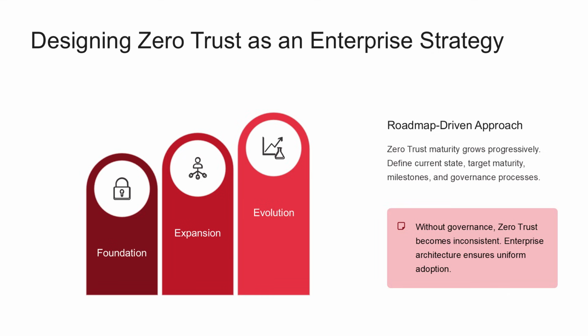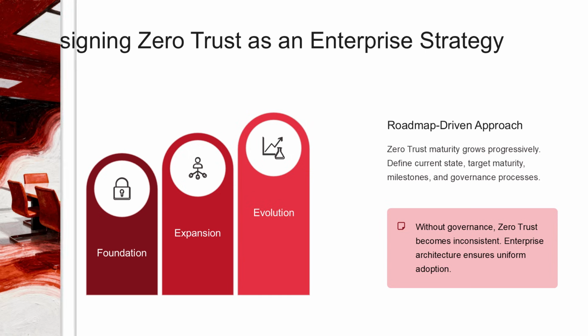If you approach zero trust as a one-time project, it will fail. Zero trust must be roadmap driven. You might start with identity foundation strengthening, privileged access management, conditional access policies, then expand into micro-segmentation, logging centralization, device compliance integration, then evolve into continuous monitoring, automated risk scoring, adaptive enforcement. Zero trust maturity grows progressively. You must define current state maturity, target maturity, milestones, governance processes. Without governance, zero trust becomes inconsistent. Enterprise architecture ensures uniform adoption.